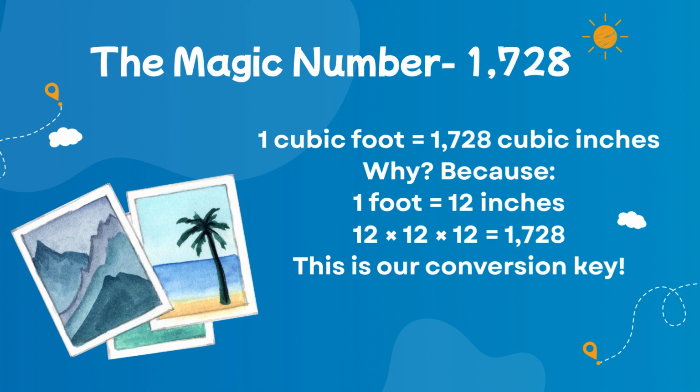Our magic number. This number is crucial because it represents the number of cubic inches in a single cubic foot. 1,728. Why do we need to remember this number? It all comes down to the conversion. 1 foot equals 12 inches. When you multiply those 12 inches across each dimension, length, width, and height, you get 1,728 cubic inches.